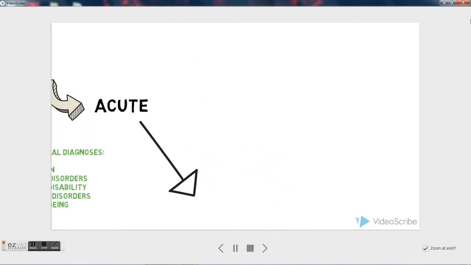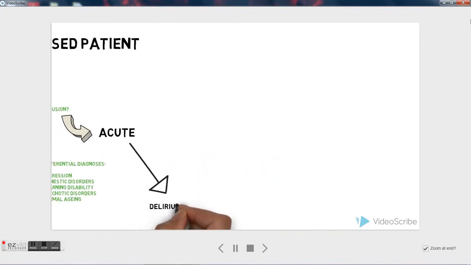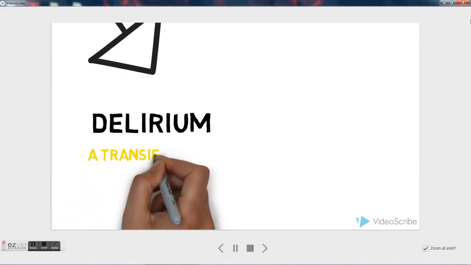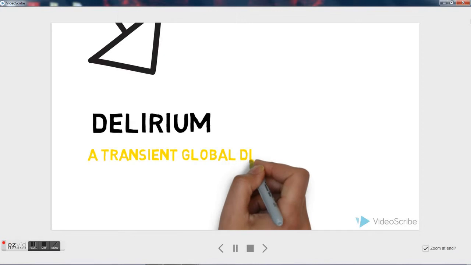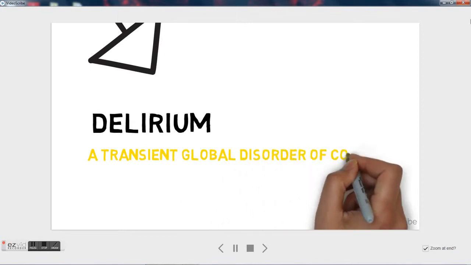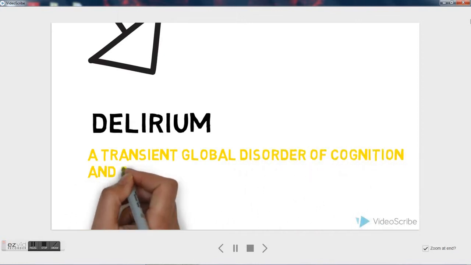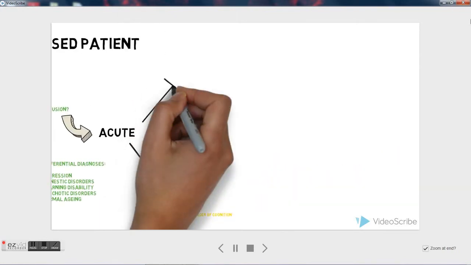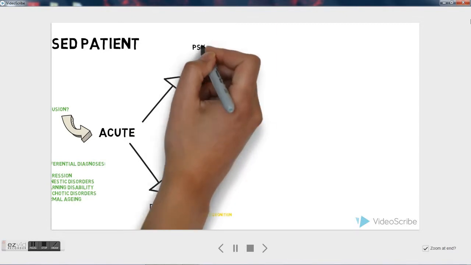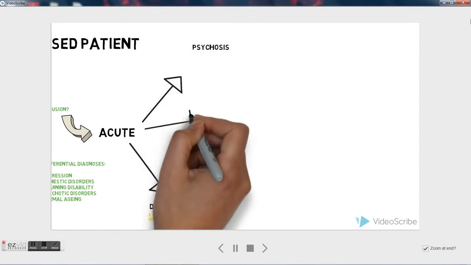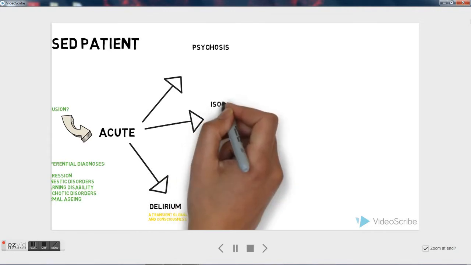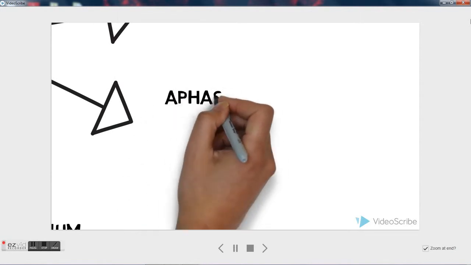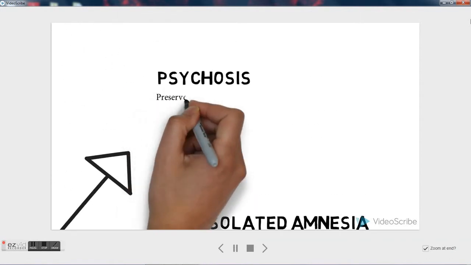Now, moving on to the acute causes of confusion, the first type of confusion we're going to think about is delirium. This is a transient global disorder of cognition and consciousness, synonymous with the confused elderly patient almost. But other differentials include psychosis, isolated amnesias, and aphasias. These are important to think about.